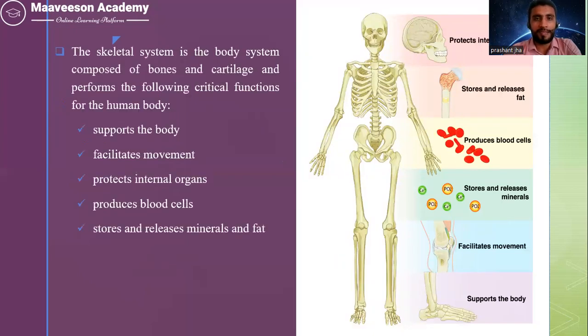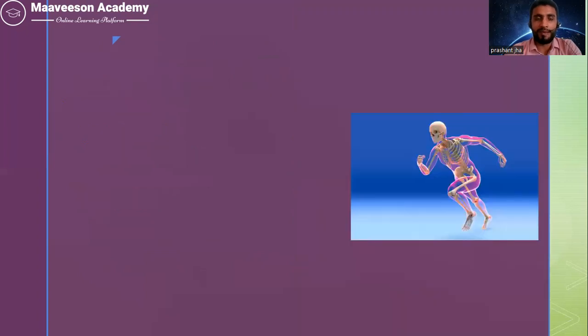The skeletal system is the body system composed of the bones and cartilage and performs the following critical functions for the human body: it supports the body, facilitates movement, protects the internal organs, produces blood cells, and stores and releases minerals and fat oils. So we'll discuss one by one.